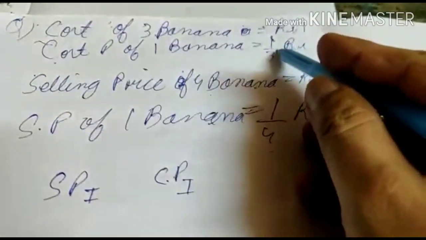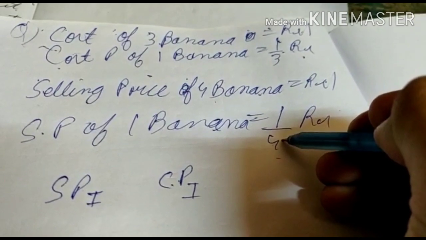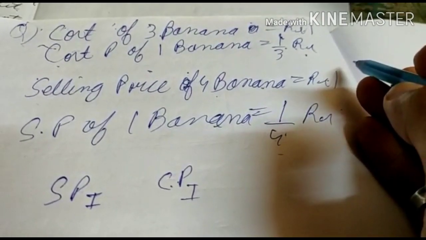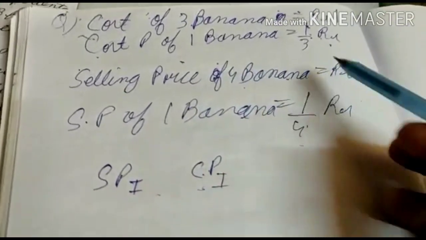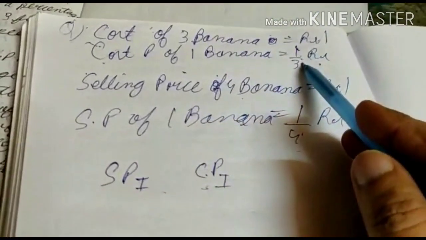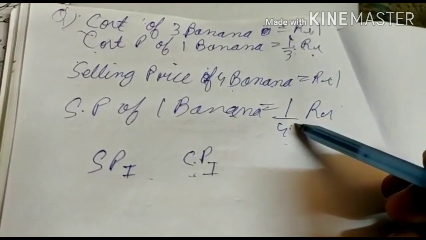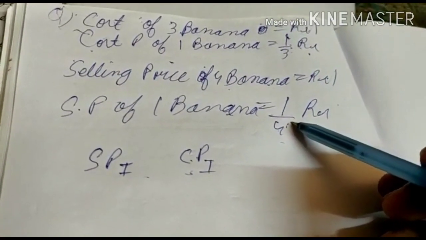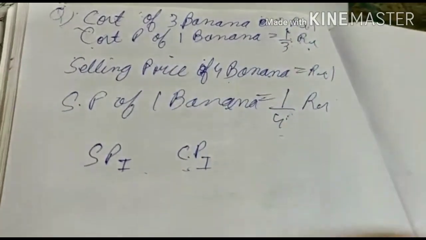Here the CP is rupees 1 upon 3 and the SP is 1 upon 4. Now we will subtract them to see what our profit or loss is. So now we will compare the SP and CP of 1 and 1. Between 1 upon 3 and 1 upon 4, what is greater? Between these, 1 upon 3 is greater.